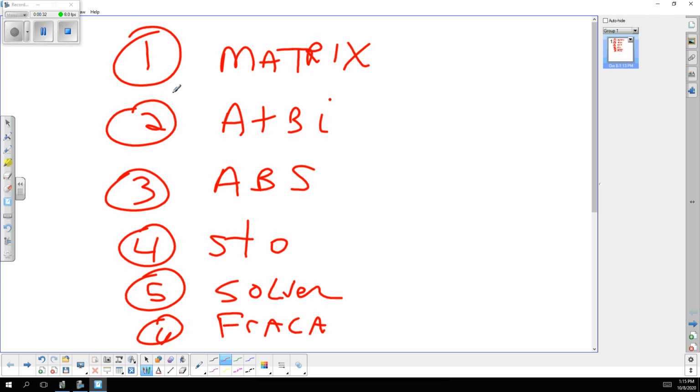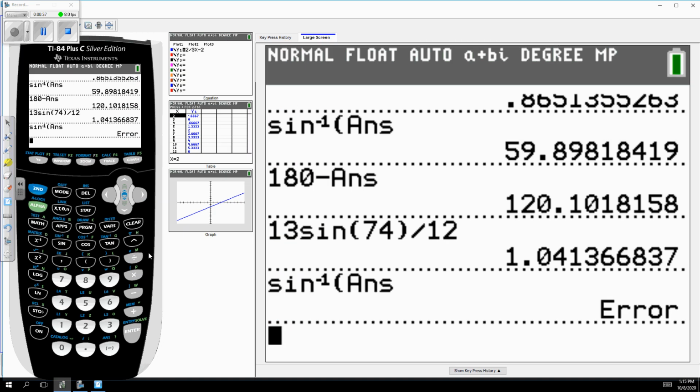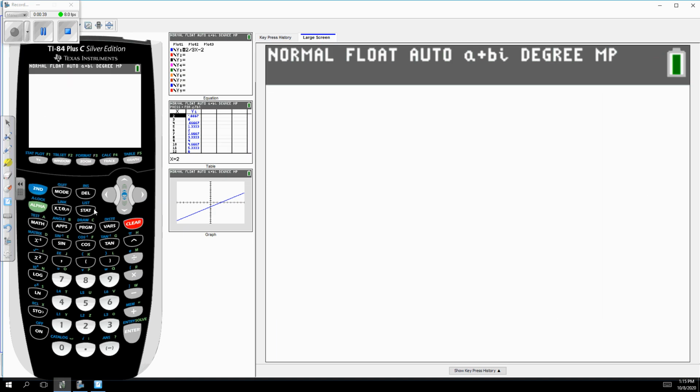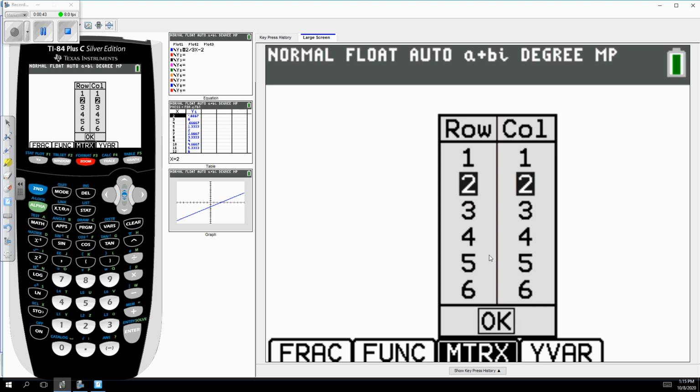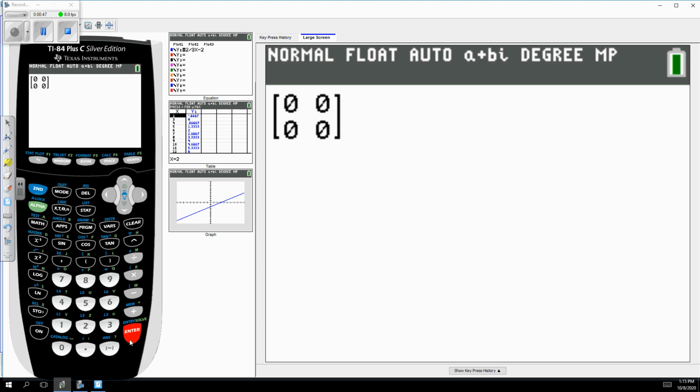So this is instruction number 1 on your sheet. And all you do to get to matrices is you hit alpha F3. And there it is. If you go down to OK and hit OK, you now have a matrix that you can enter whatever numbers you want.